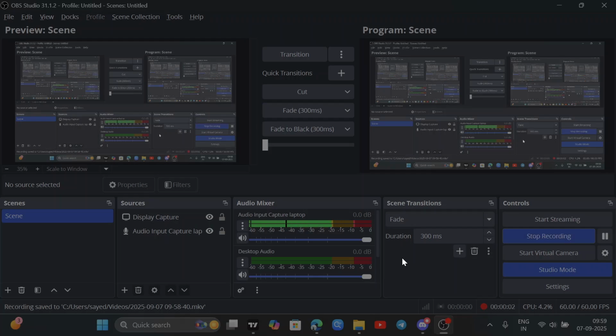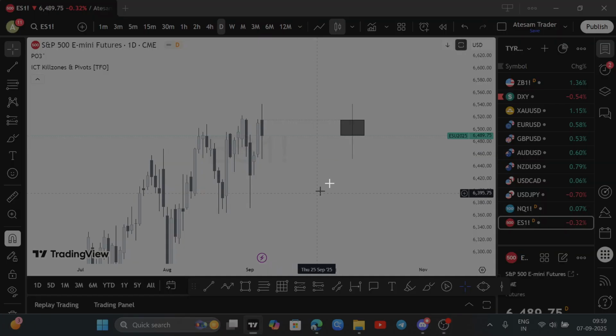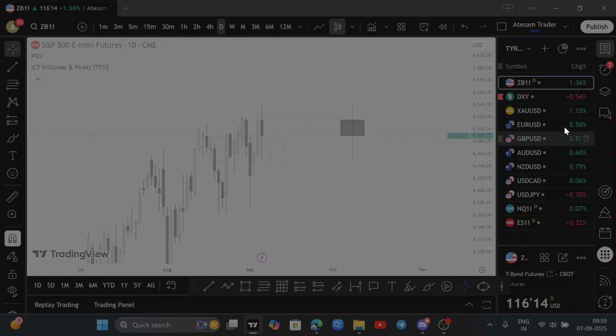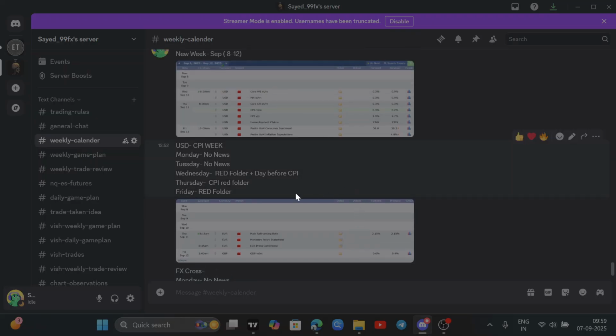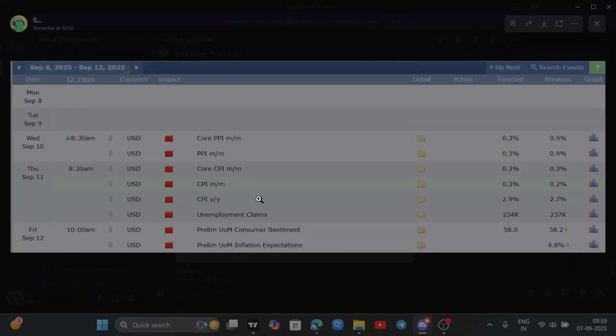Well, we will start our coming weekly outlook. So we will see what potential opportunity we have in the coming week. Let's start by analyzing the weekly calendar. We will try to see which pairs have the volatility we are going to expect.